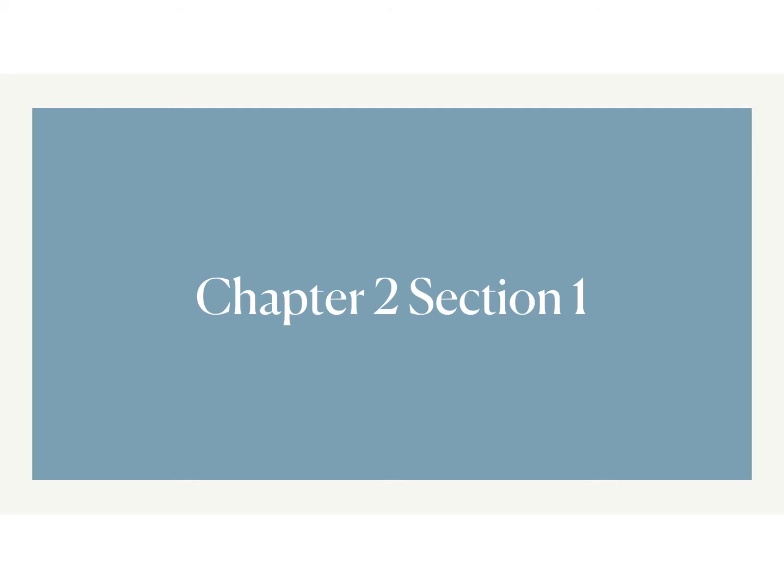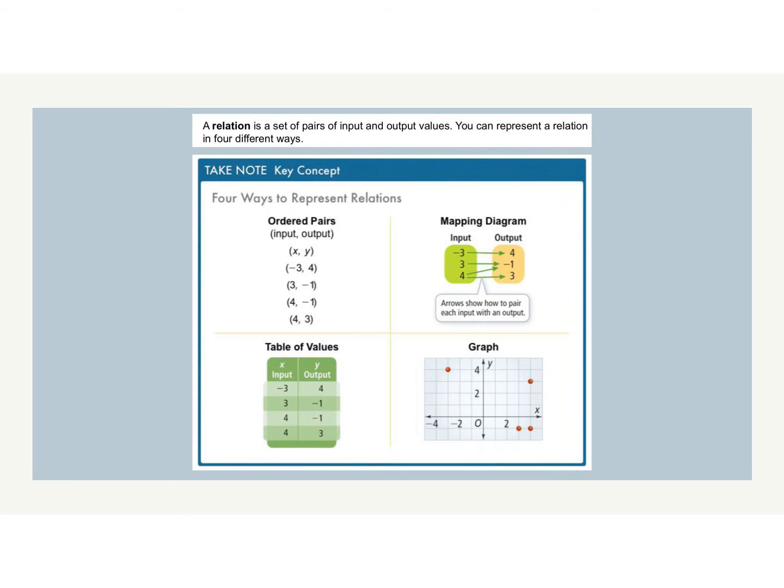So 2.1, we're going to learn about relations of functions. A function is like an equation. We have an x value and a y value, and we're just going to determine the relation between the two. A relation is a set of pairs of input and output values. Input is the x, it's what we plug into the x. Output is the y. And you can represent a relation in 4 different ways.